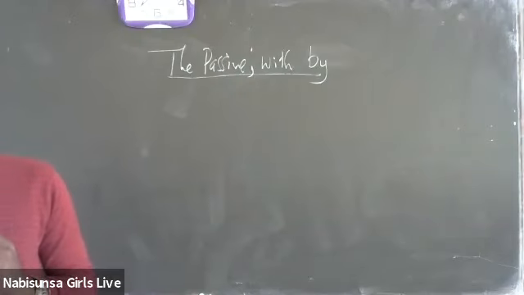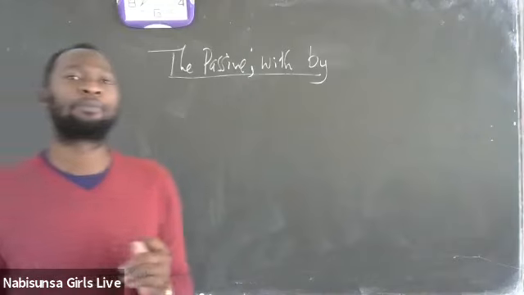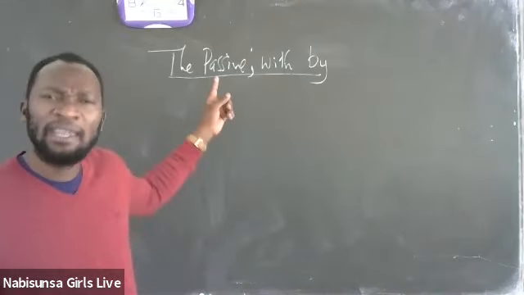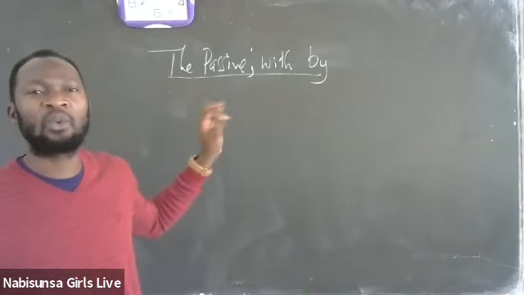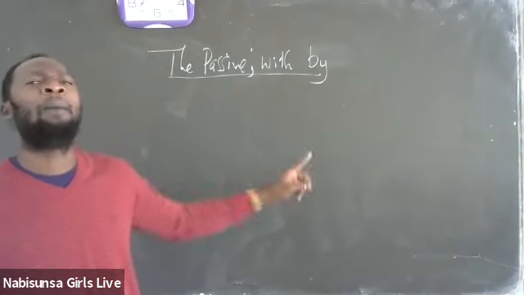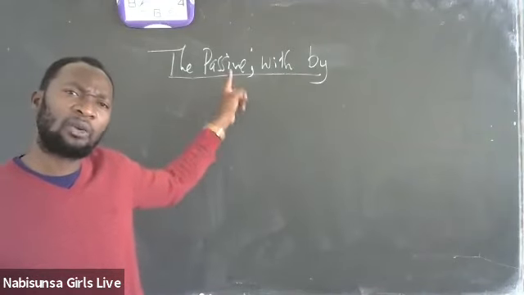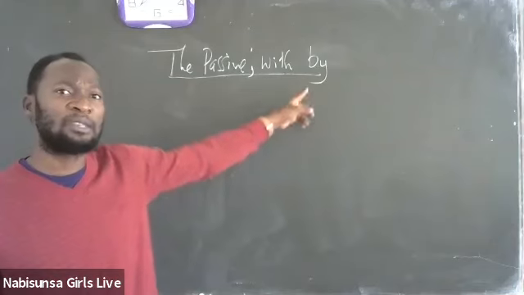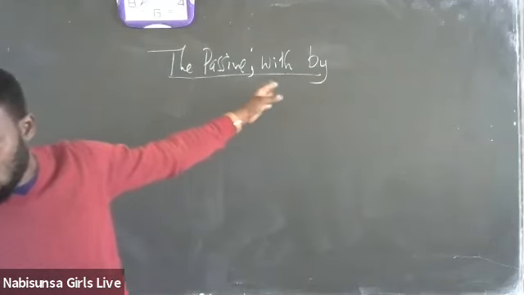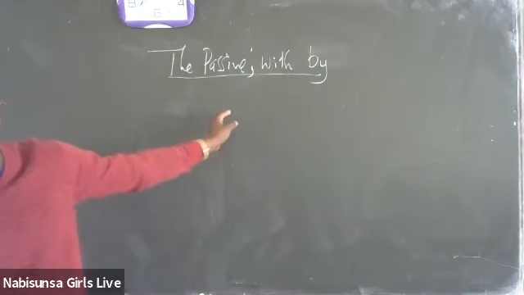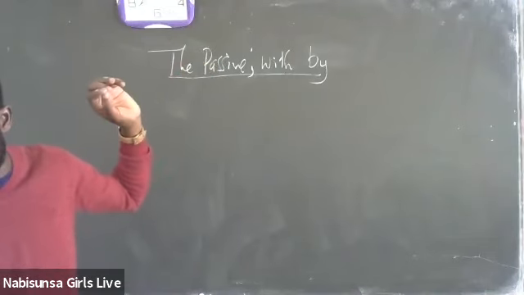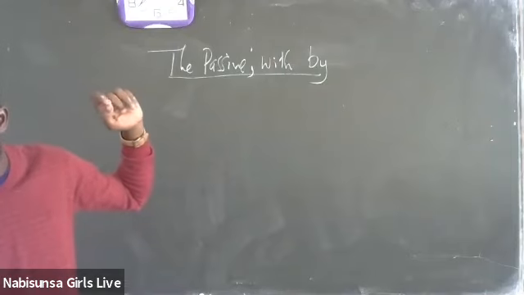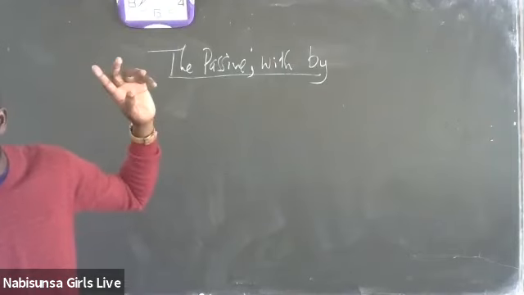So if we want to indicate the doer of the action, which is not the principal in the passive voice, we do not want to know the doer of the action. But if we want to indicate the doer of the action, then that is when we use by. And what are some of the cases that can make us use this? So we are saying that the passive is followed by the word by when we wish to indicate the doer of the action.